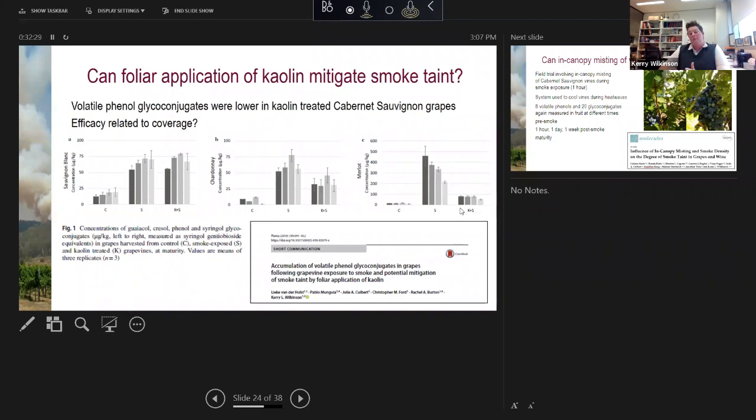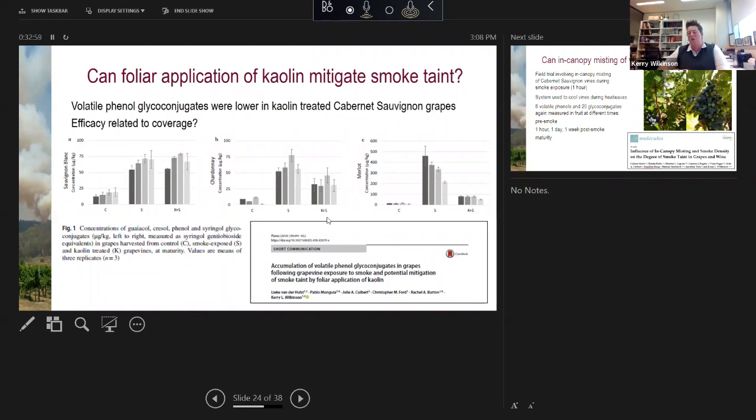And when we went back and thought about what might have been going on here, the PhD student who did this work explained that in the case of the red grapes, the coverage of the kaolin on the grapes was really good. It stuck really nicely. But in the case of the 2 white grape varieties, it was quite patchy. And so we think this might have been related to coverage. So this is something that I've sort of earmarked as, we really need to go back and have a look at this in a little bit more detail.